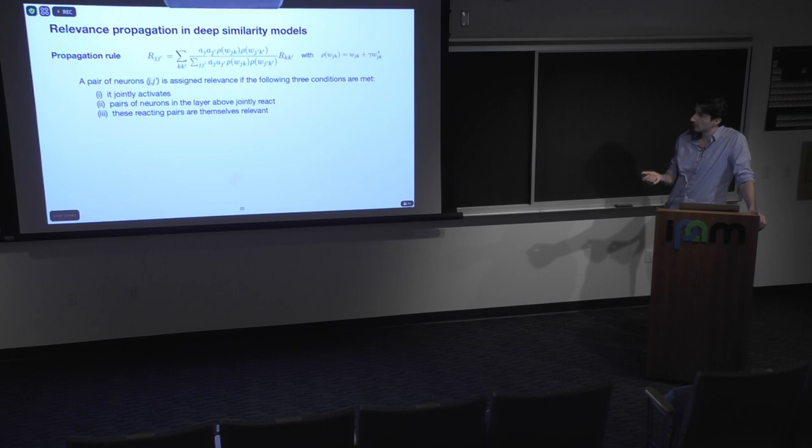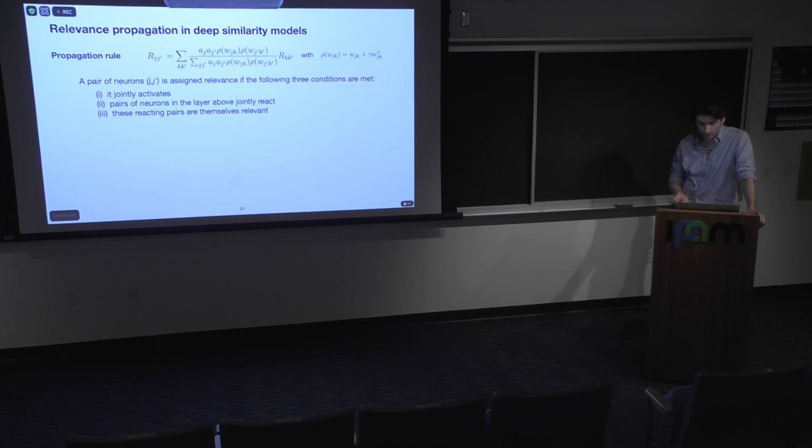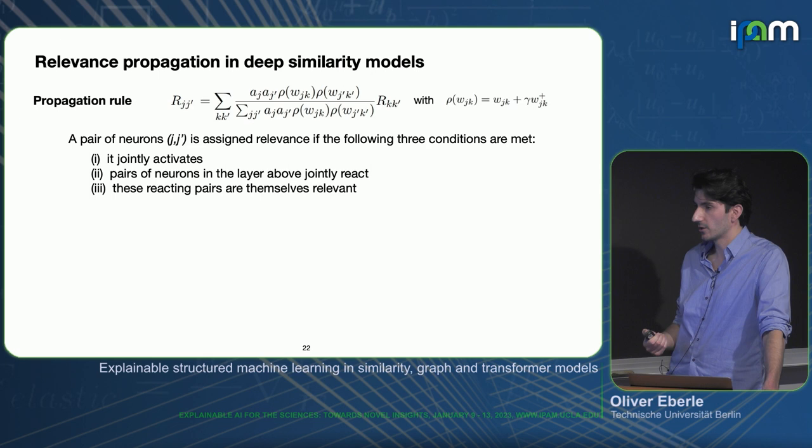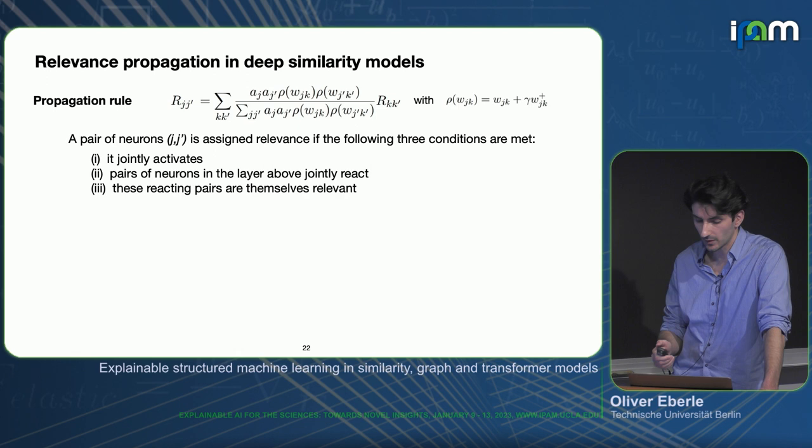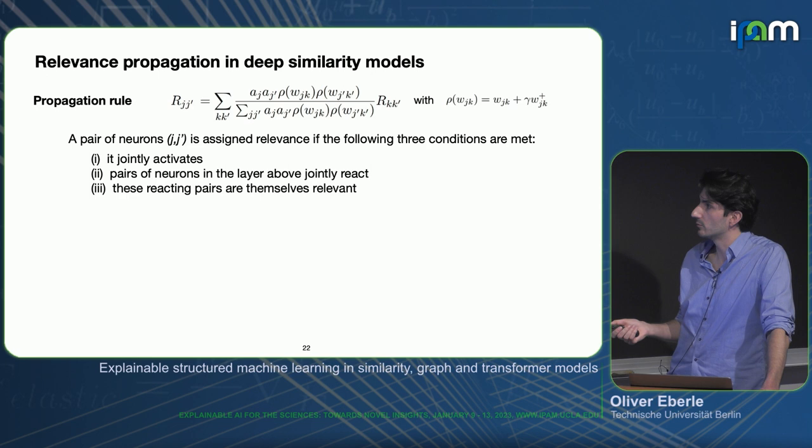Maybe to say it in plain words, which makes it a bit easier: two neurons are assigned relevance for the similarity score if the following three conditions are met. First, they have to jointly activate, so the activations need to produce a positive score in order for the product to be non-zero. Then the pairs of neurons in the layers above need to jointly react, so this whole term also needs to be positive. This means the product of the weights times the activation, what you typically do in a forward pass, needs to react to your pattern. And you also need to have some relevance from the layer above, the later layer in your network, that you can redistribute. When all these three conditions are met, you observe these red connections that we saw earlier.